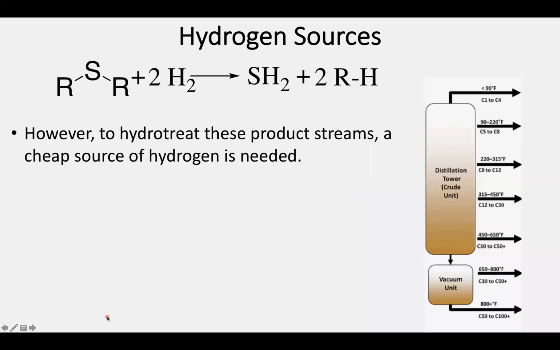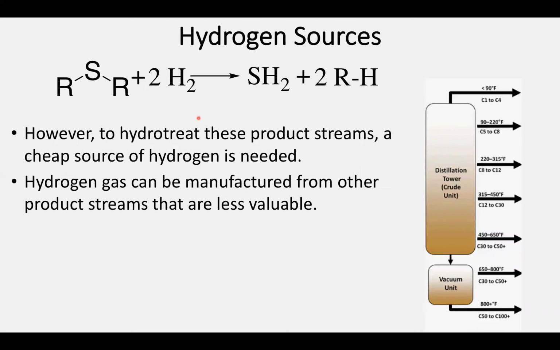However, one of the unfortunate parts about this sweetening process is that it tends to need a source of hydrogen. So we need to go ahead and hunt down a hydrogen source. You could theoretically grab the hydrogen from, say, something like hydrolysis of water, but that turns out to be a little bit more expensive. And it turns out you've got plenty of hydrogen present in your refinery. So what you're typically going to do is try and pull hydrogen gas from the least valuable product streams.